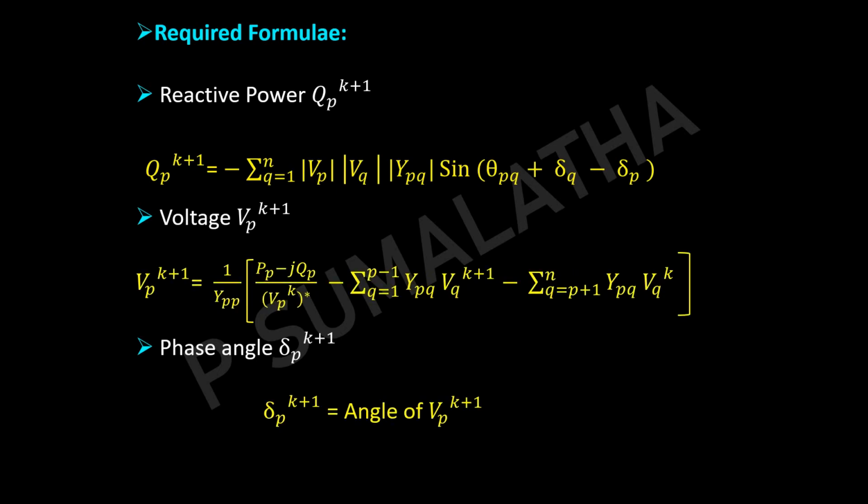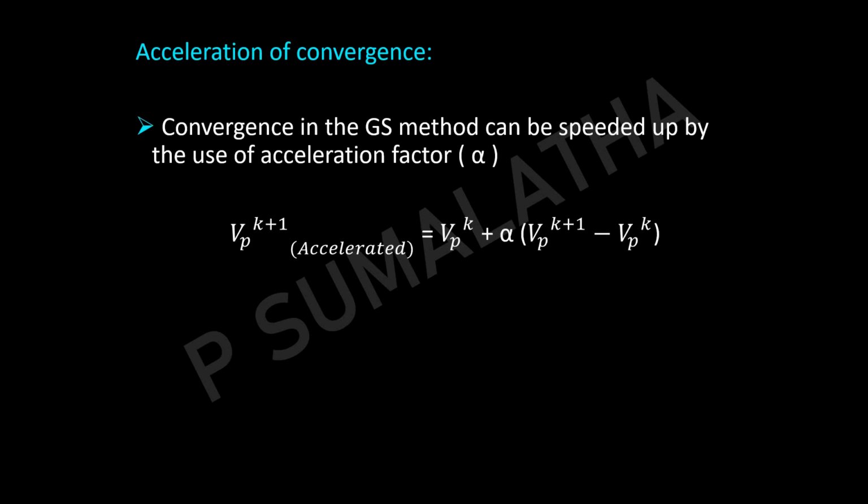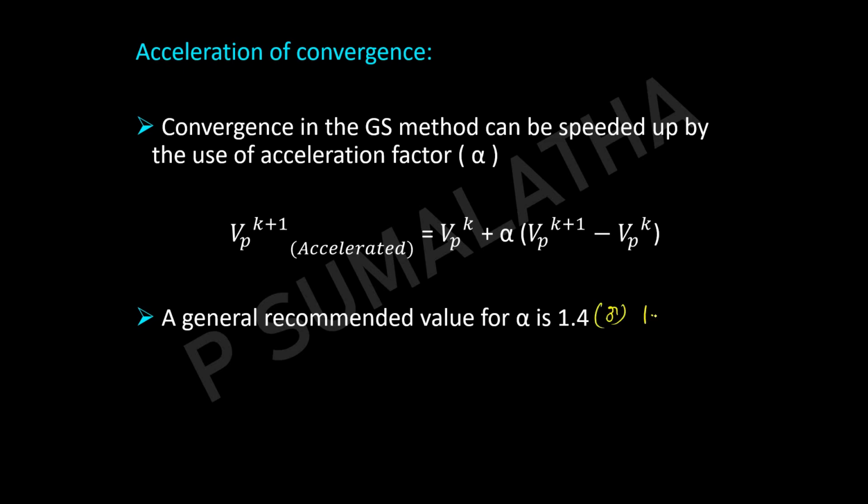Along with this, the GS method obviously aims to speed up the convergence process. Sometimes they will give you the acceleration factor. If they have given the acceleration factor, as we have considered for the PQ buses, in the same way we have to consider it for PV buses also. V suffix P k plus 1 accelerated is equal to V suffix P k plus alpha into V suffix P k plus 1 minus V suffix P k. The generally recommended value for alpha is 1.4, and it may also be considered as 1.6. So this is very simple.